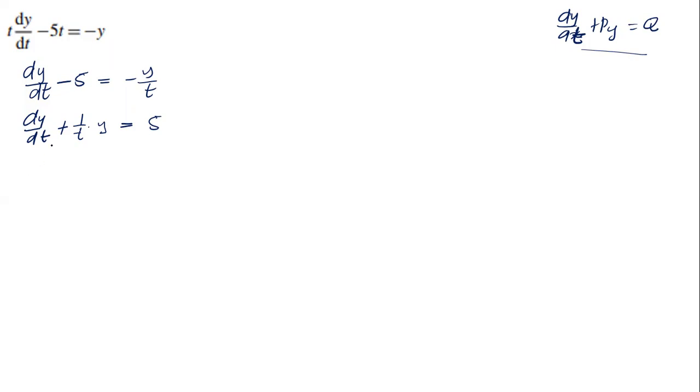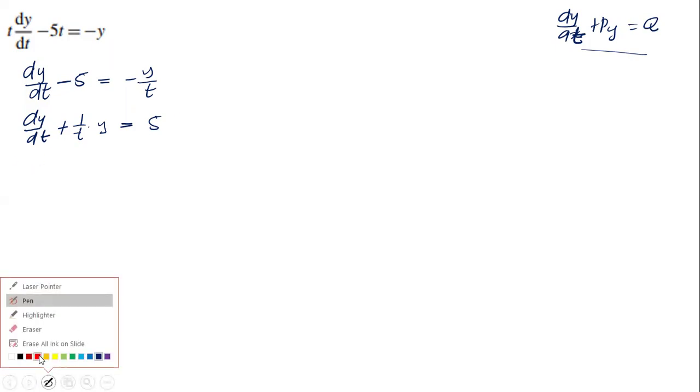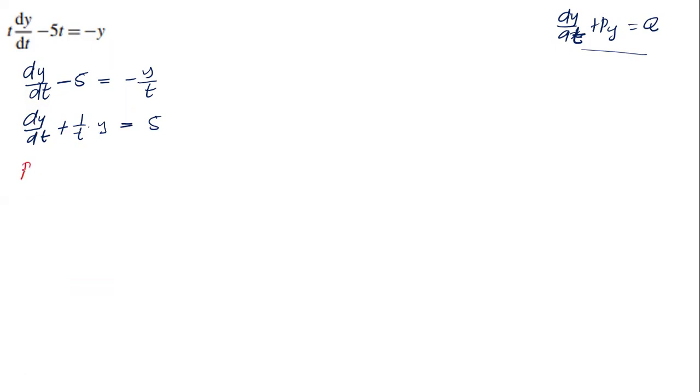So now, what is the value of p? Again, the value of p in this case, remember, is the coefficient of the dependent variable, which is 1 over t. And then our q in this case will be positive 5, right? Now, remember, what is the second thing?